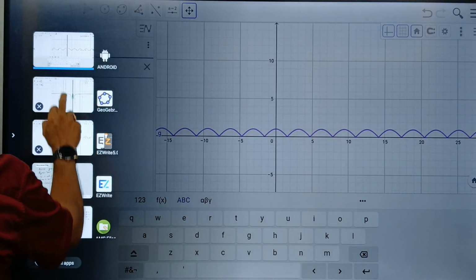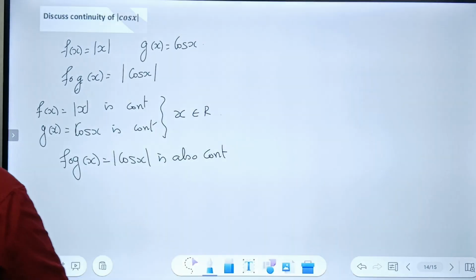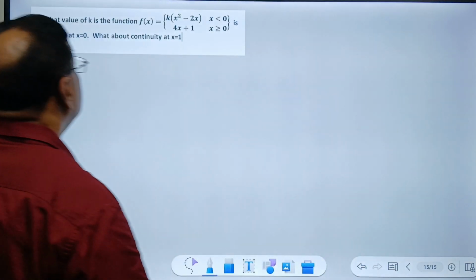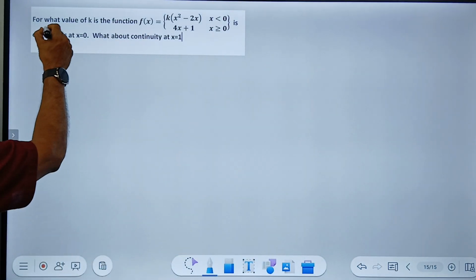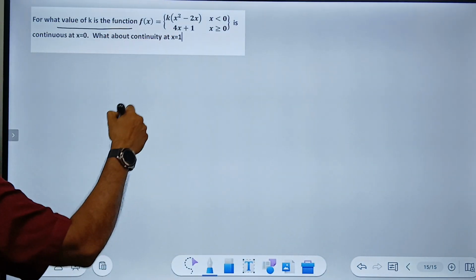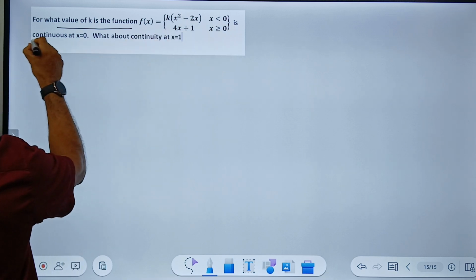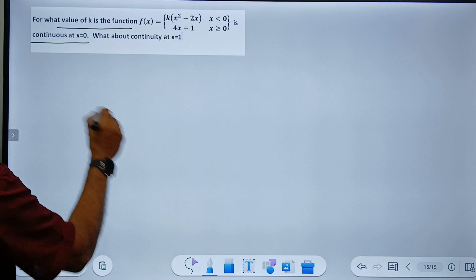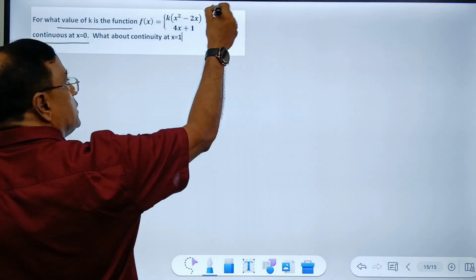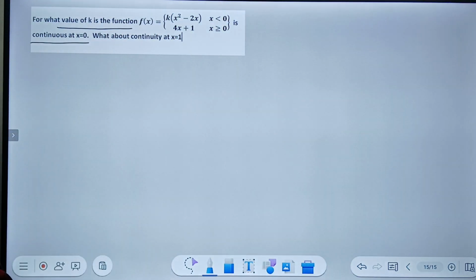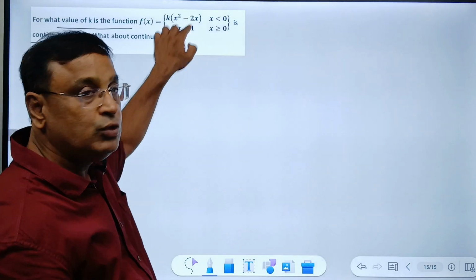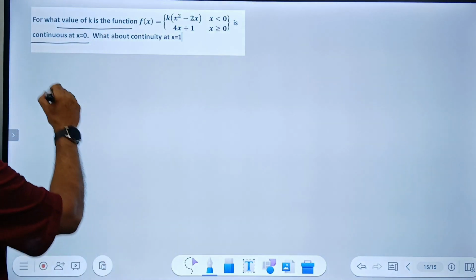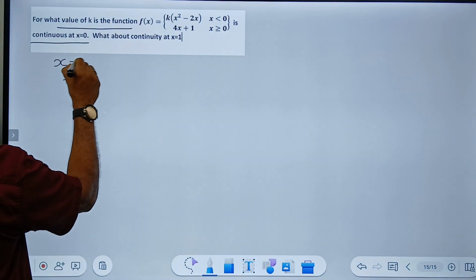The last question is, look at this. Now here, for what value of k is the function defined here continuous at x equal to 0? So here I have to use LHL and RHL because to the left side of 0 and to the right side of 0 I have two different functions. Okay. So what is my LHL? First I talk about 0.